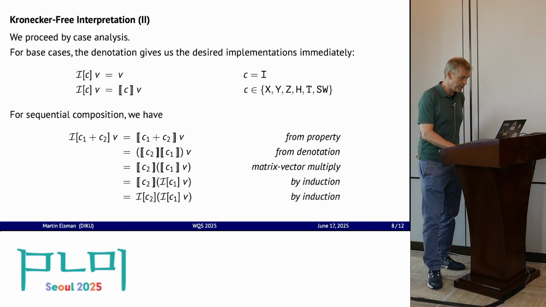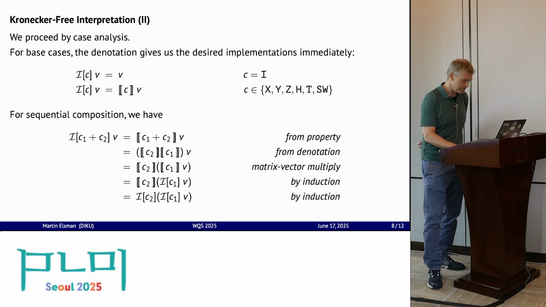Starting from the base cases here, when C is the identity, we can just return the vector unmodified. And for small gates, we'll just apply immediately the semantics of the gate here. For composition, based on the properties and from the denotation and matrix-vector multiply properties, we can simply calculate using induction how the interpreter should work on such circuits.